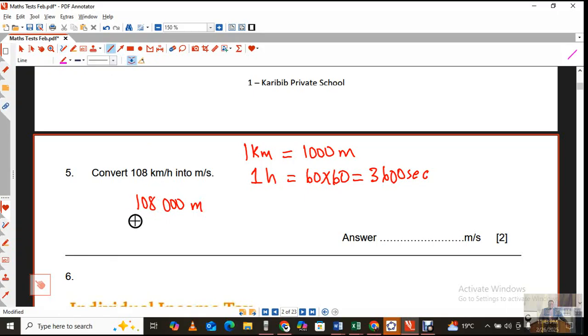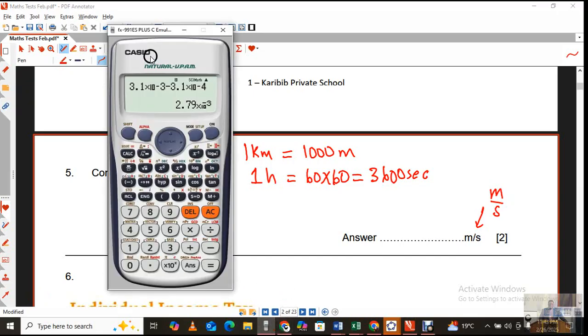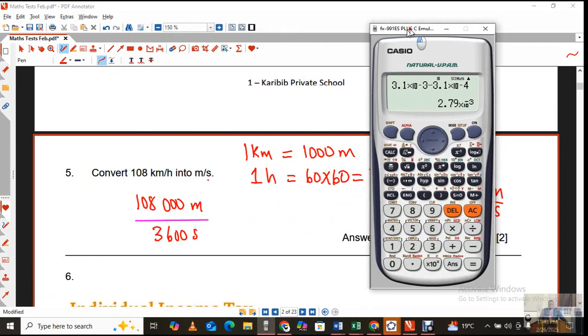That should be divided by an hour, but the hour should now be written in seconds, and we know that 1 hour has got 3,600 seconds. Just for you to know, this means the same as meters divided by seconds. That's what I have over there. So you can just grab the calculator and divide 108,000 by 3,600, which should give you 30.